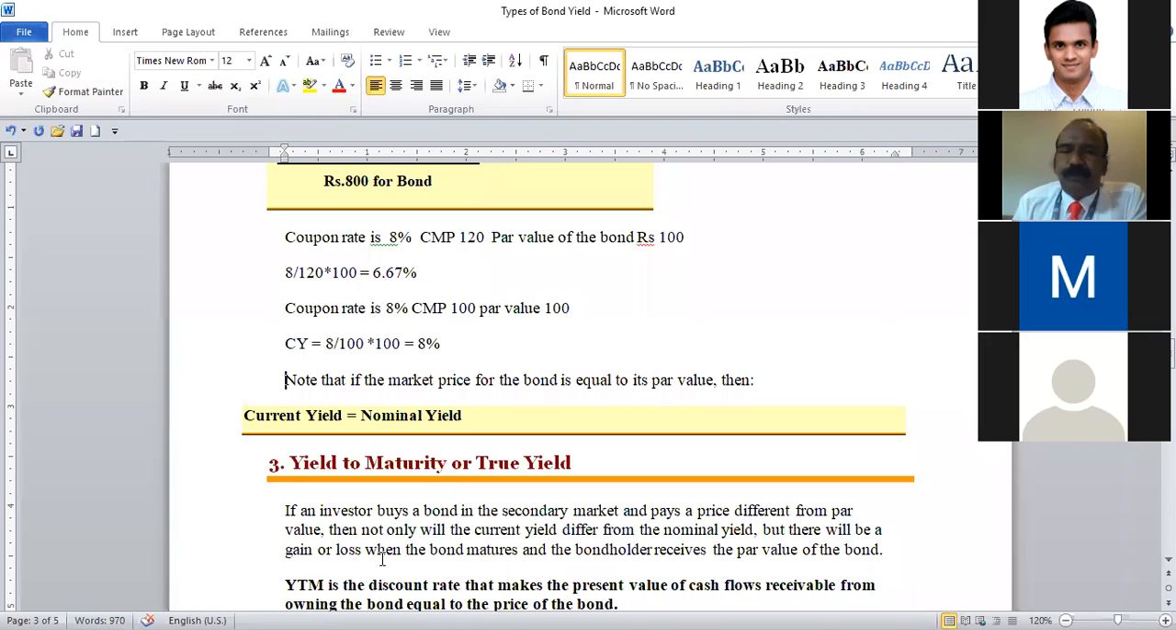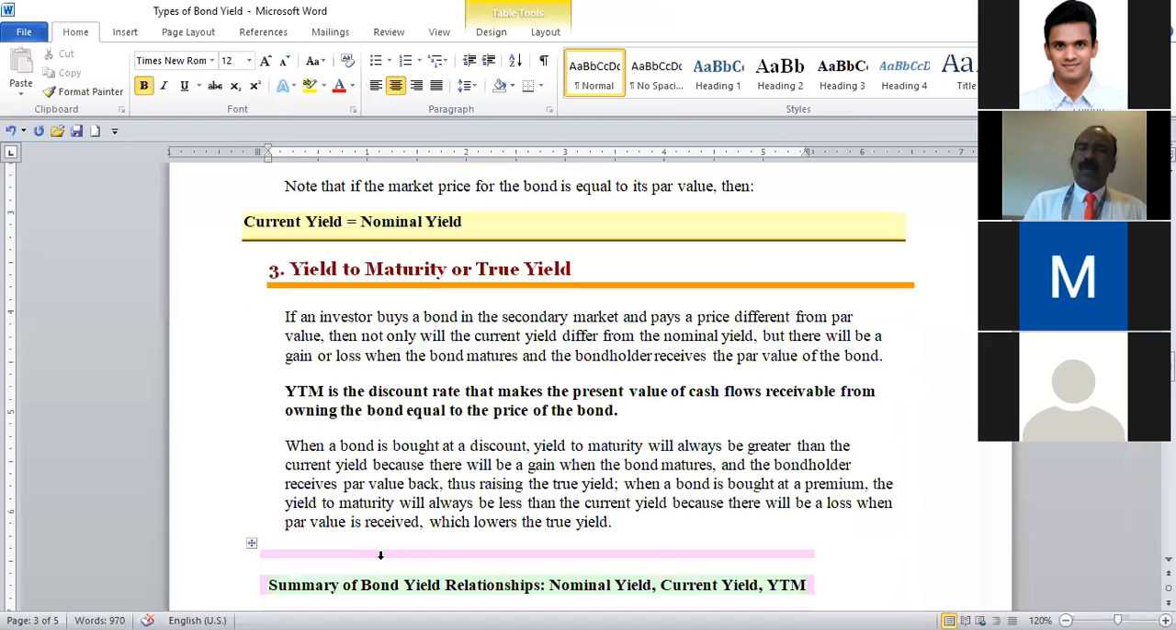Next one, very, very important: yield to maturity. We call it YTM, or we call it true yield. It's an exact yield. That's what we talk about.